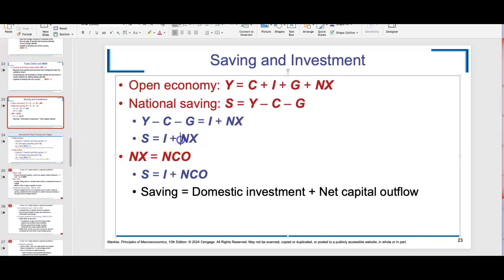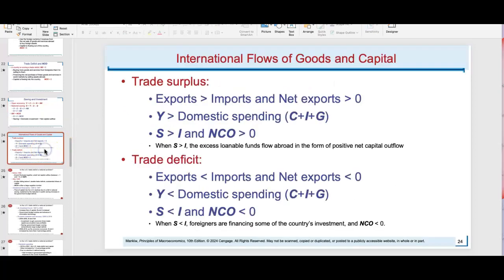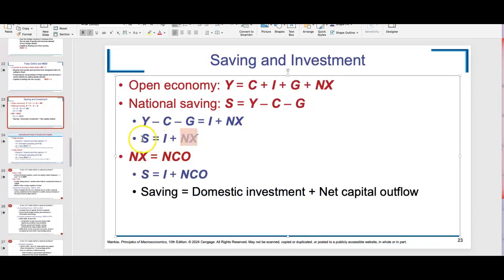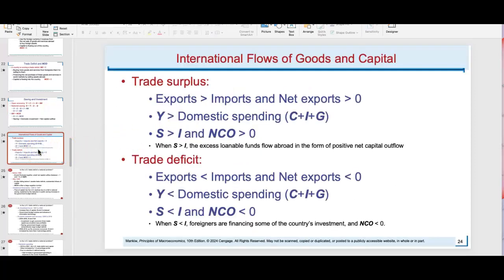When we have net exports being positive, right? If net exports are a positive number, then our savings are going to be greater than our investments because we have investments plus net exports. So we know in this case, if we have a trade surplus, savings is going to be greater than investments. When savings are greater than investments, we said we have an excess of loanable funds. These funds in excess flow abroad, and that's why we have a net capital outflow greater than 0.